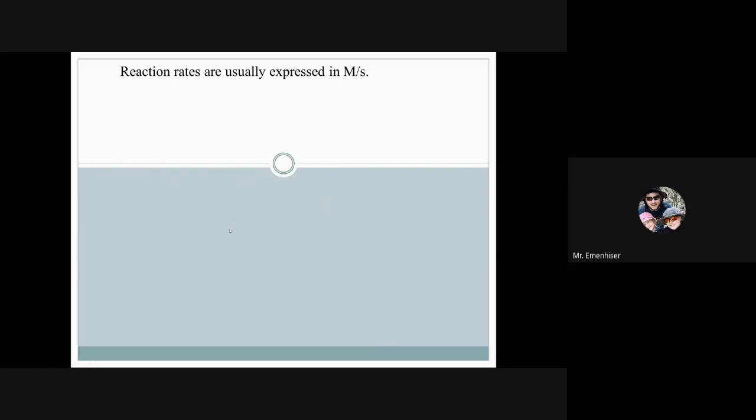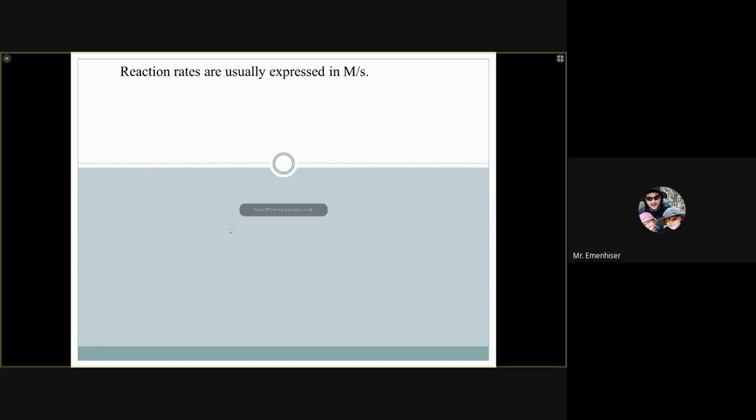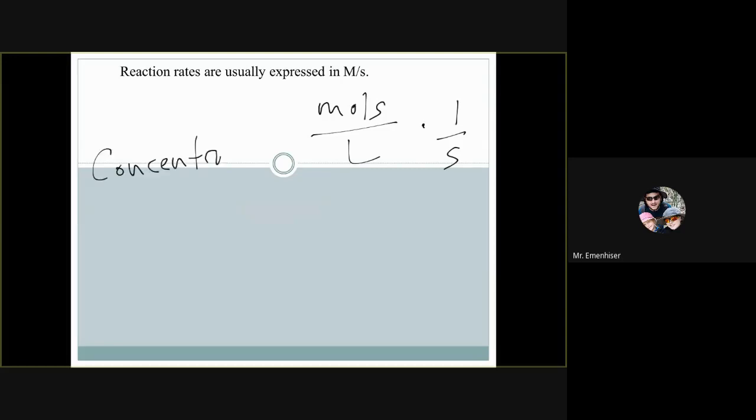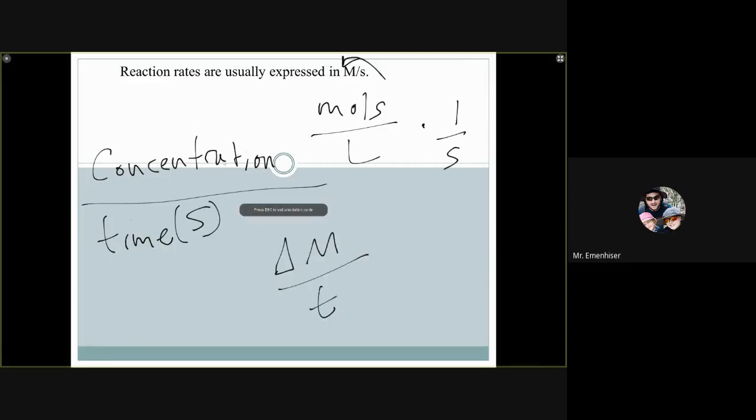molar per second. So that is moles per liter divided by a second. And so that's concentration in moles per liter, molarity, over a second, and that's over time. So concentration per time. The rate of the reaction is the change in the concentration over time. So change in the molarity over time in seconds.